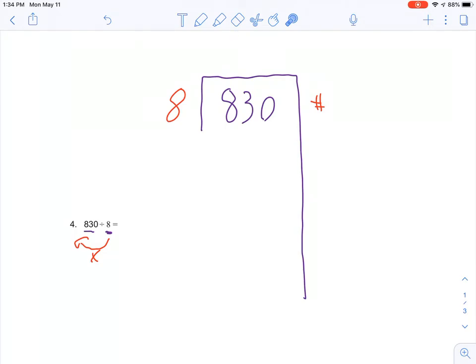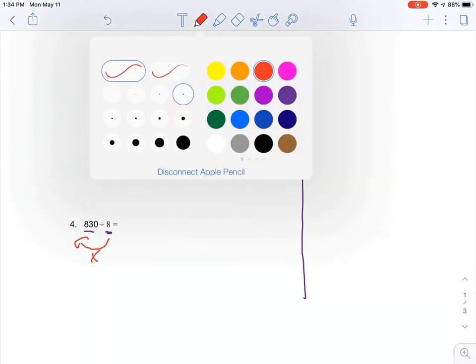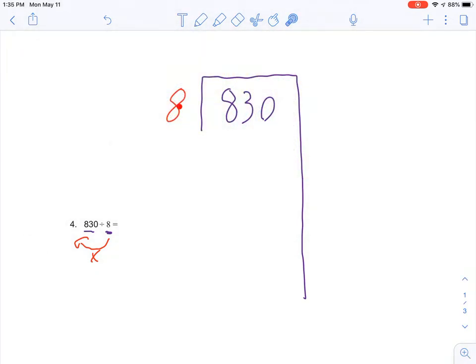Okay, so what might be a good number to put here? Well, I see that we have an 8 here and an 830 here. So what number times 8 will get us close to 830? Excellent. So I was thinking 100 as well. So if we take 100 and we multiply it by 8, we get 800. Now we just have to do what? Well, we need to subtract that partial product from the original dividend, and what we're left with is 30.